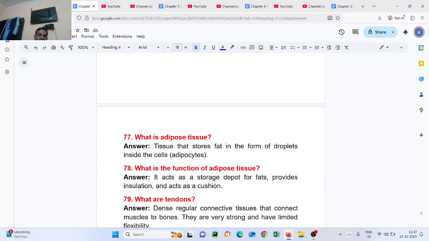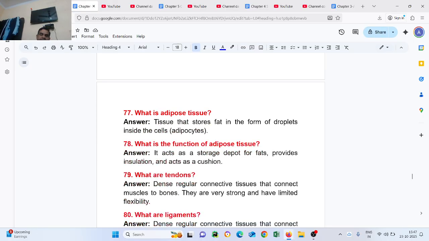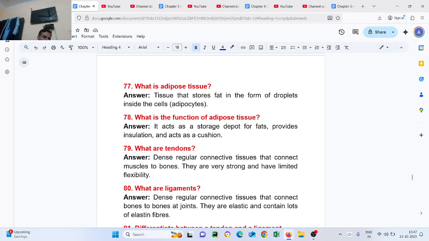Question number 79. What are tendons? Dense regular connective tissue that connects muscles to bones. They are very strong and have limited flexibility. Question number 80. What are the ligaments?